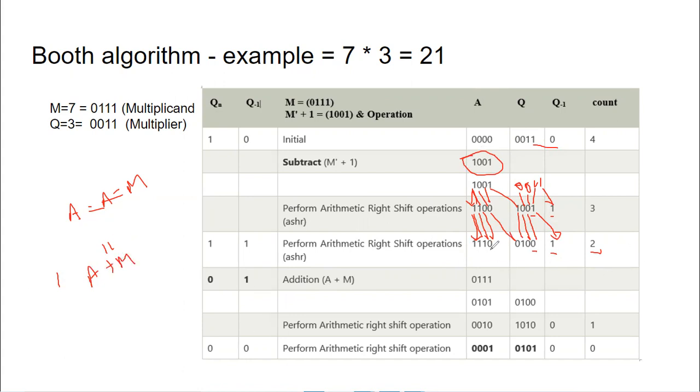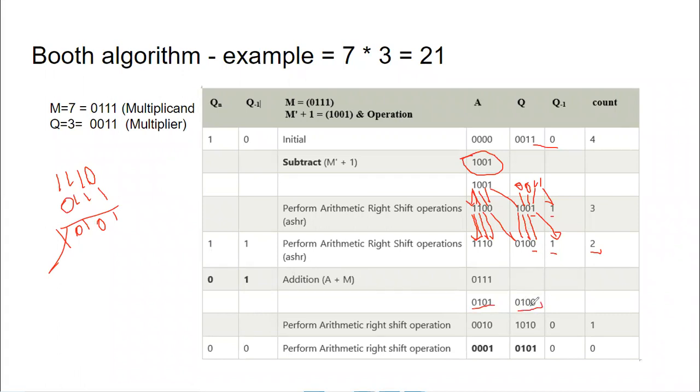So what is our A? A is the latest value, 1, 1, 1, 1, 0. And what is our M? M is 0, 1, 1, 1. This is M bar plus 1, which we should not take. We have to take this: 0, 1, 1, 1. So after addition we get 0, 1, 0, 1. Leave out the carry. So now you have 0, 1, 0, 1. This is our answer.